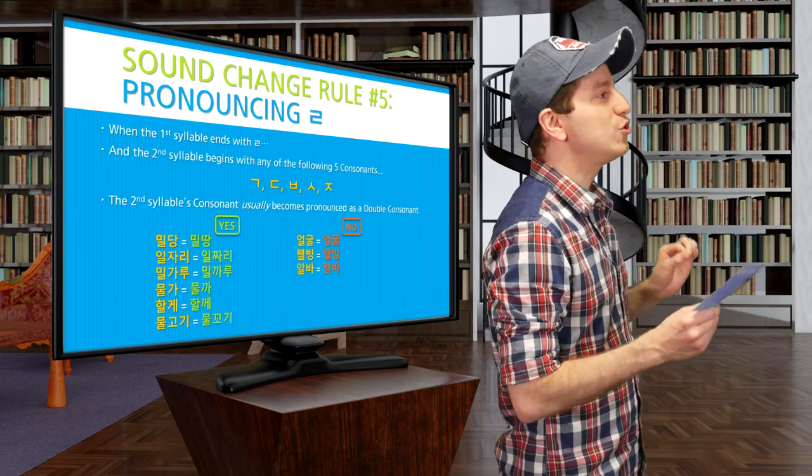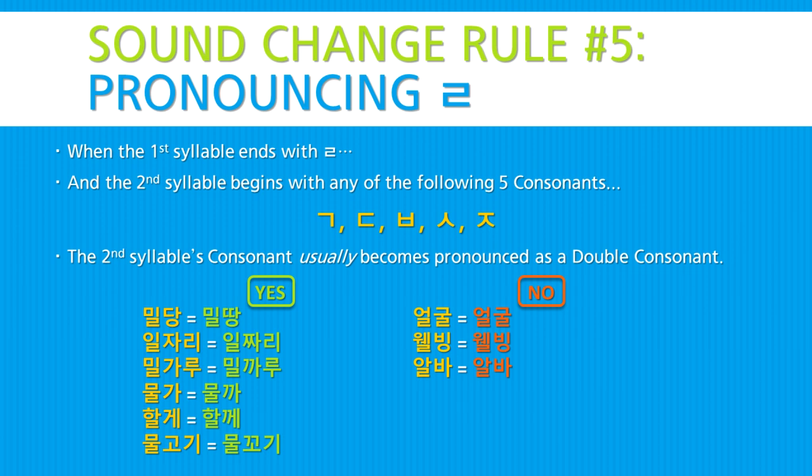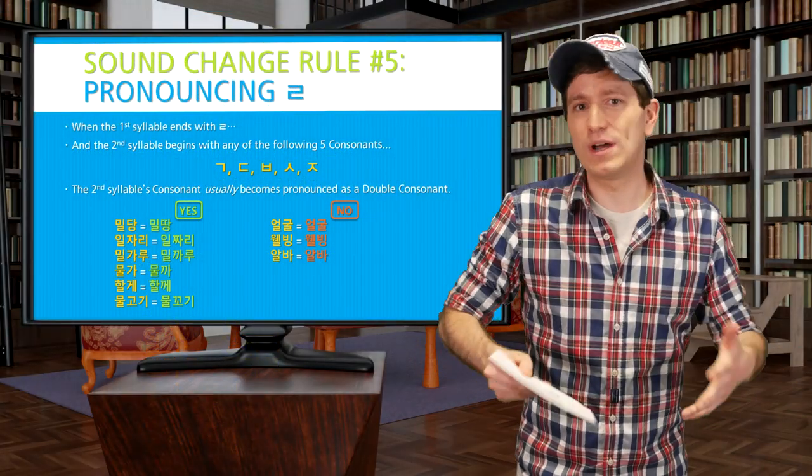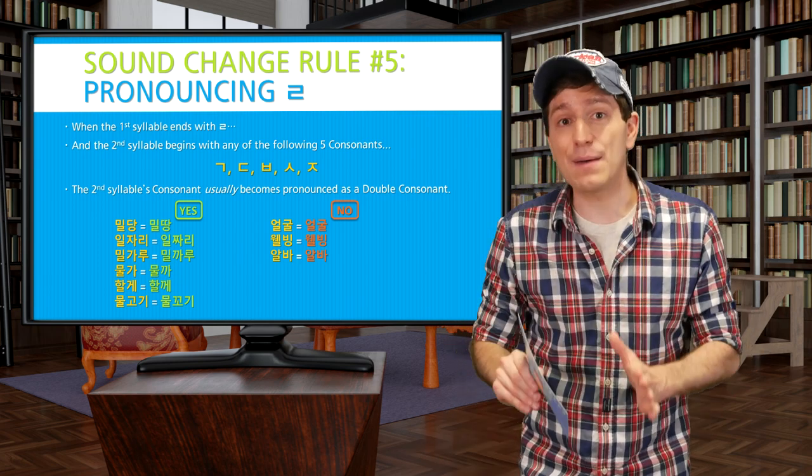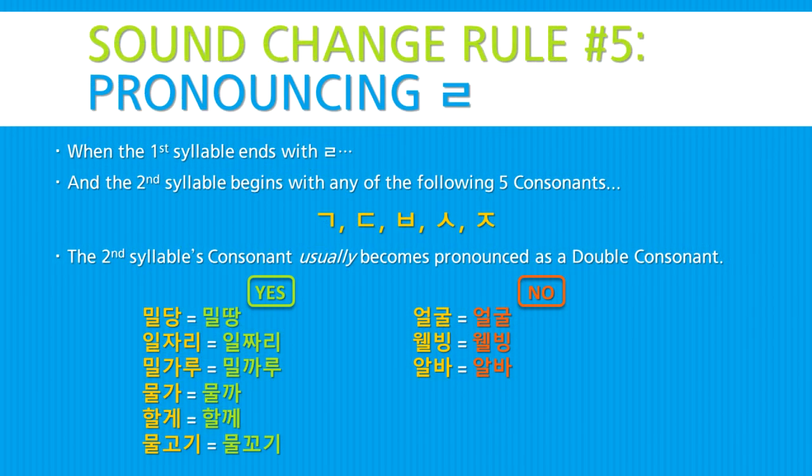Next, this sound change rule has to do with the letter lil, which is this one. Anytime you have a syllable that ends with lil, followed by another syllable that starts with any of these five consonants, that second syllable's consonant will also usually become a double consonant. This rule is similar to the other one we learned with 학교 and sounds becoming double consonants. Most of the time, it will also happen with the letter 릴 as well. Here are some examples. 밀당, 일자리, 밀가루, 물가, 할게, 물고기.